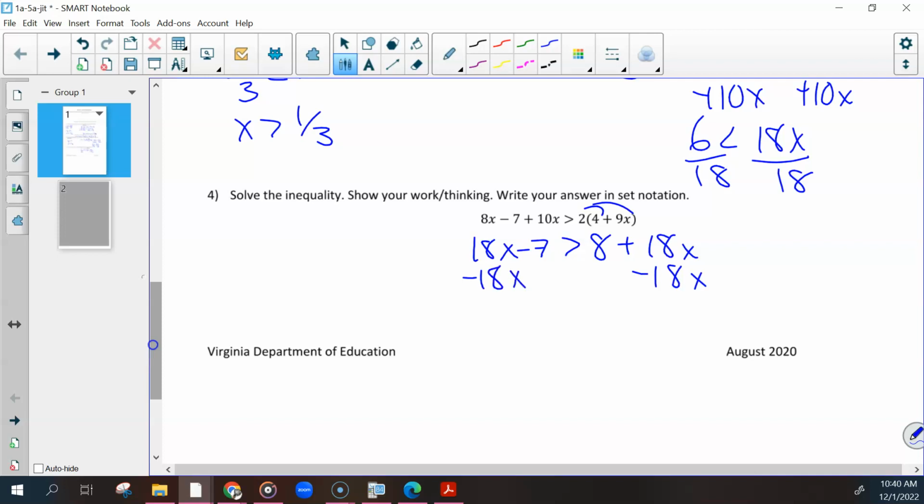So we could subtract the 18x, add 7 to both sides. Everything on this side would become 0. This side would just become 15. And instead of thinking no solution, infinitely many, you really just have to think, is this a true statement or not? Is 0 greater than 15? No. So because that's not a true statement, you would just say this is false. You wouldn't say no solution. Questions on that?